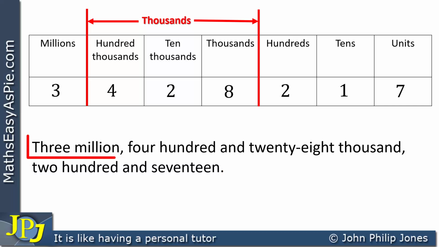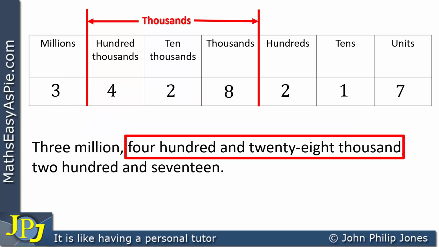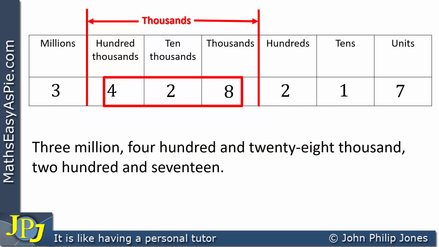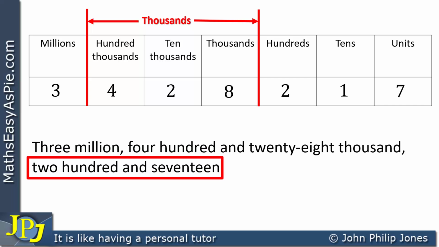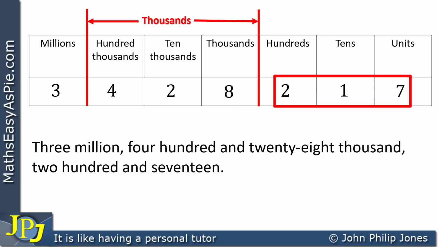3,428,217. This 3 million is this number. 428,000 is these 3 digits. 217 is these 3 digits.